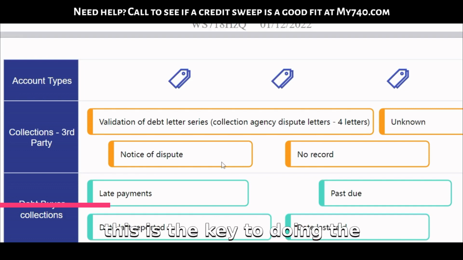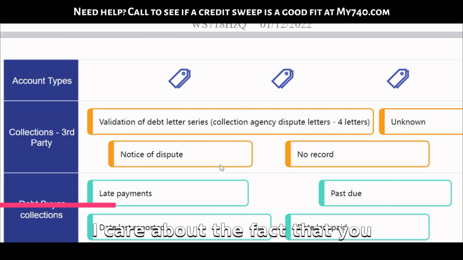Now, this is the key to doing the validation of debt series, because on letter 3, we're using this magic key and we're letting them know, like, hey, I didn't even care about your proof. I care about the fact that you didn't put the required notice of dispute within 30 days, and now you're in violation and this account needs to be removed.